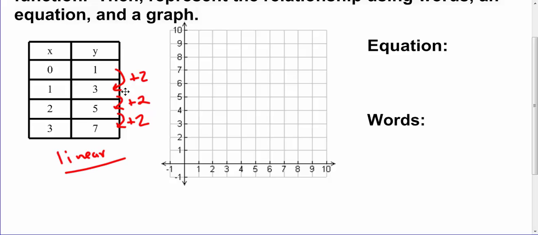Now let's do it visually. Let's plot these points. 0, 1, 1, 3, 2, 5, 3, 7. So this would be the other way to look at this, is just to go ahead and plot those points, and you can see that there's a line that would connect those. I'm kind of missing here. This is what happens when you draw by hand. But there's a line that connects those points, just like that. So we absolutely know this is indeed linear.